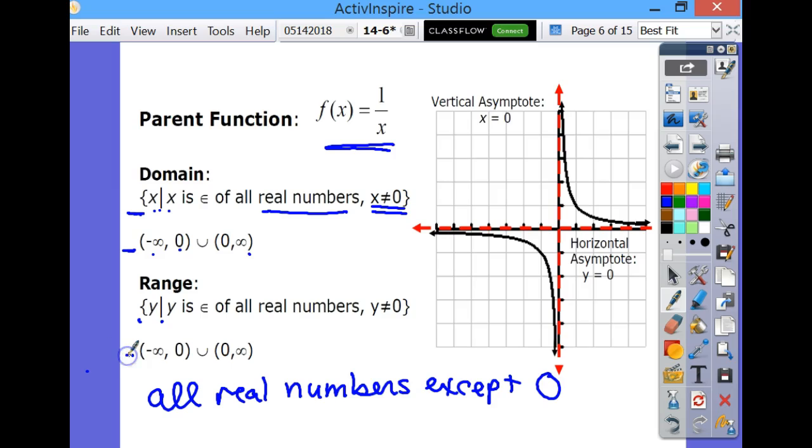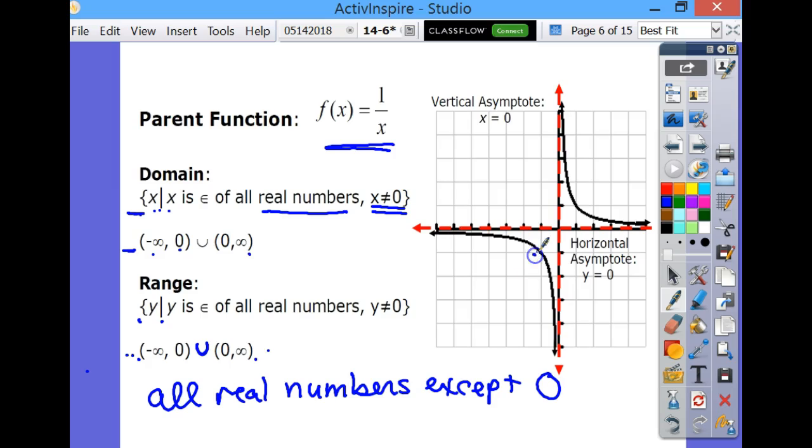That means everything from negative infinity to positive infinity except 0. This little symbol right here is a U shape. It stands for union. It means and. This part and that part. You can also write the word and if you choose.